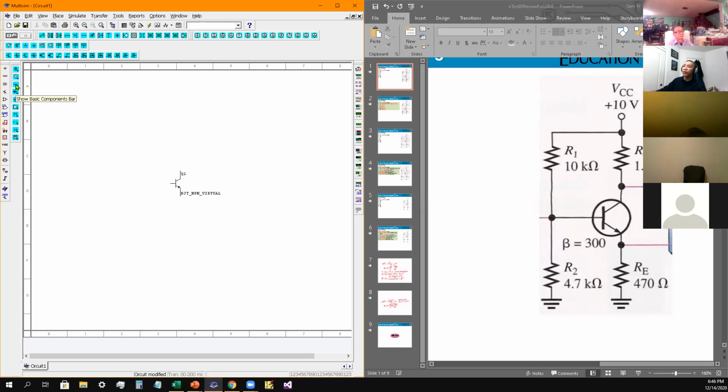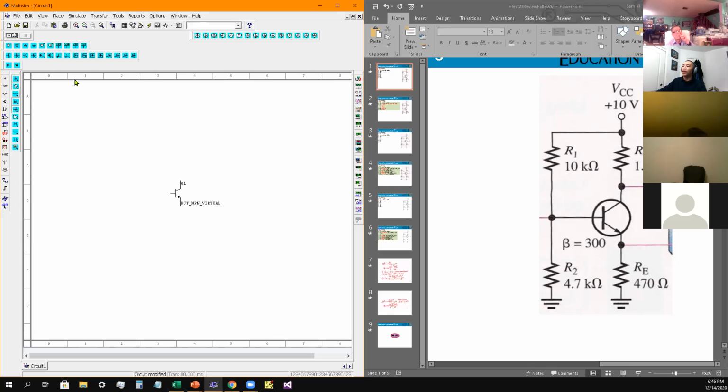Resistor would be considered a basic component, and as you can see, it's disappeared. But when you click it one more time, sometimes it just comes out like this. Double click it, and then it will place on top for you. So the next thing you want to do is click on the resistor, which is that symbol here, and just place one, and the next one, and then the next one, and then the next one.